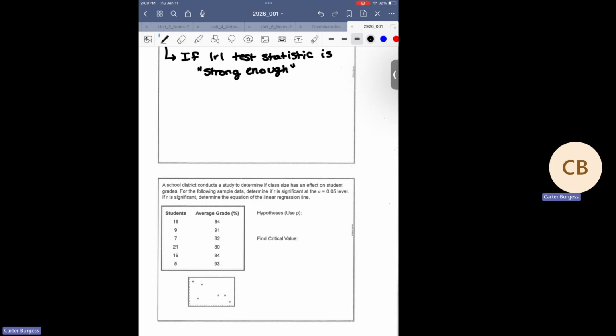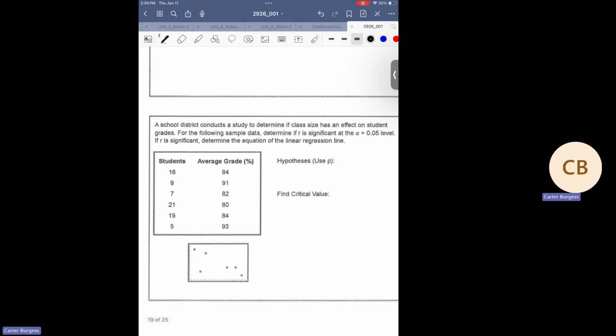All right, so let's take a moment. We're trying to figure out from this data set if there is a correlation between the number of students in a particular class and the grade that that class receives. Is there a significant, statistically significant correlation here?